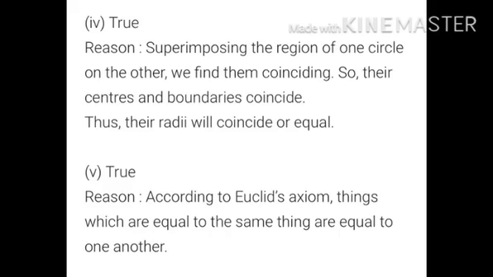If the figures are congruent, then they coincide with each other. Now the fifth part, the answer is true. Reason: according to Euclid's axiom, things which are equal to the same thing are equal to one another.